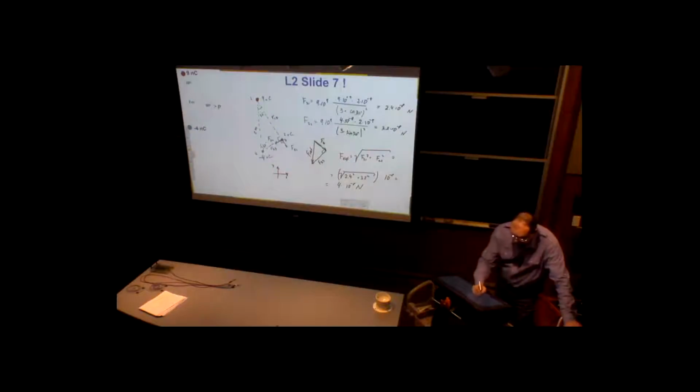So right here, let's try green. Right here, we have F net acting on a 2 nanocoulomb charge. And the question is, what's supposed to be net electric field at this point equal to? Force, charge, field. What is the relationship between these three variables?